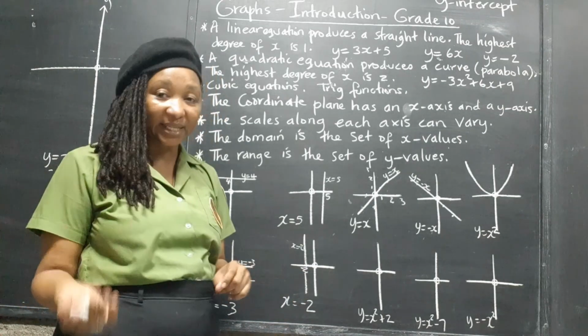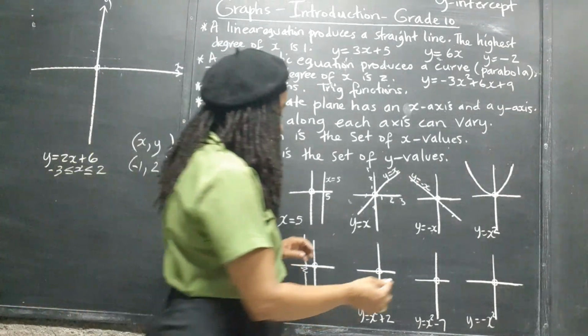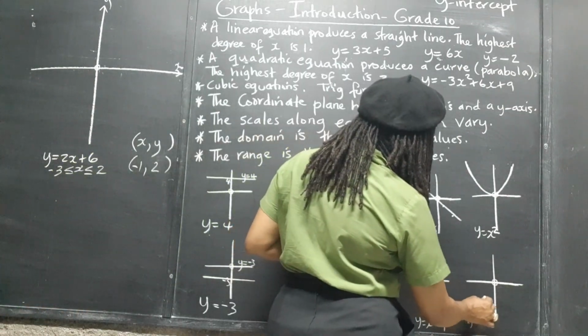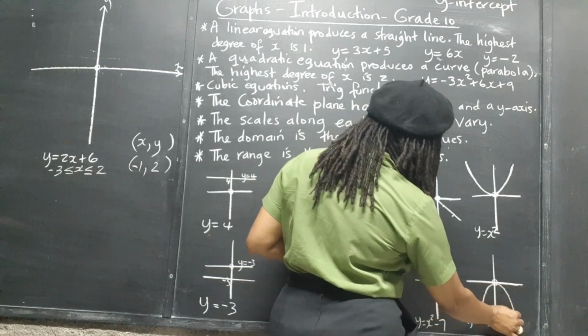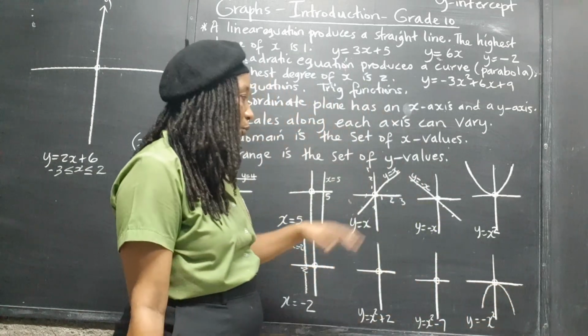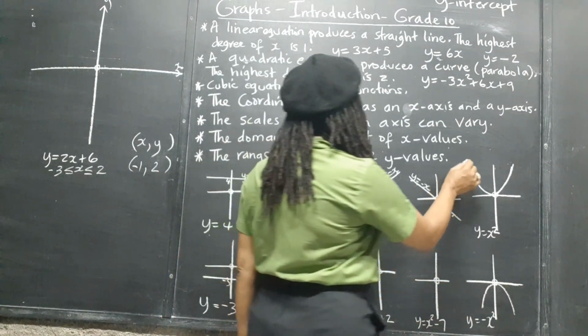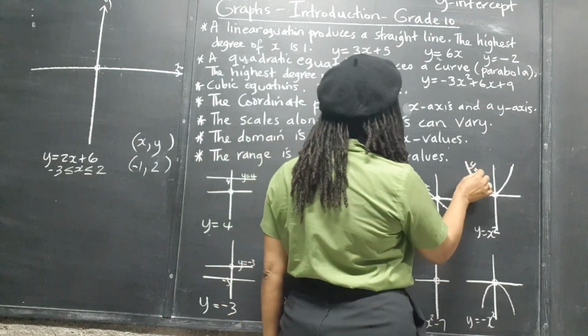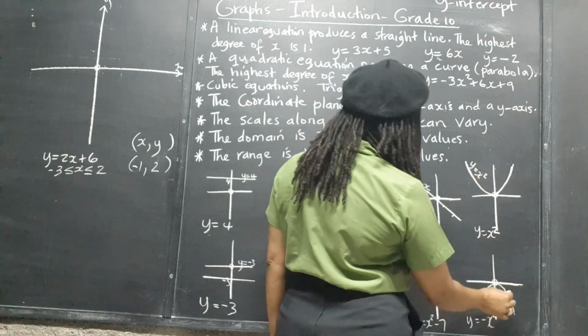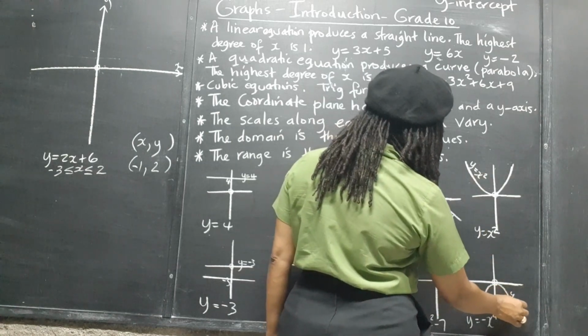Y equal negative x squared would go the opposite way then. So it will go that way. Okay. So y equal x, y equals negative x. X squared, sorry. Y equal x squared, y equal negative x squared.